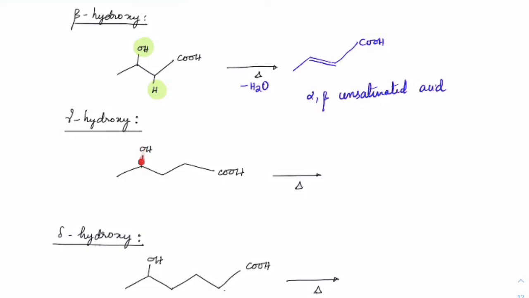If the position is at gamma, you can see this is alpha, beta and gamma position. If the hydroxy is at gamma position, this time esterification will take place within the molecule. So H from here and OH from here will dehydrate and close the ring. The ring size should be either 5 or 6. 4 and 7 do not usually cyclize here.